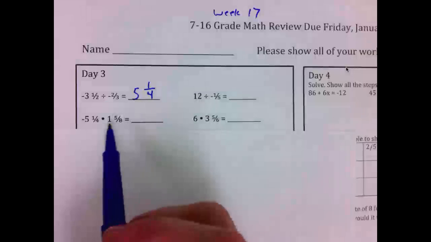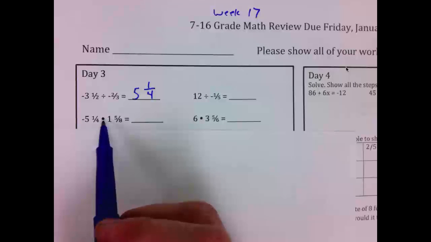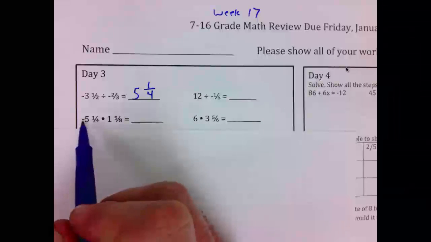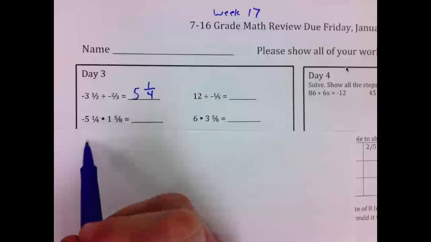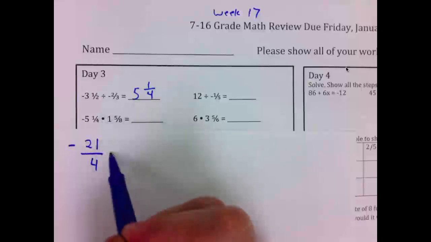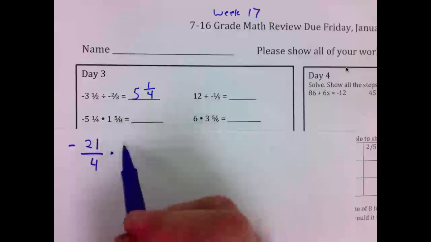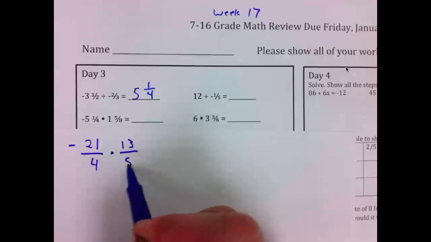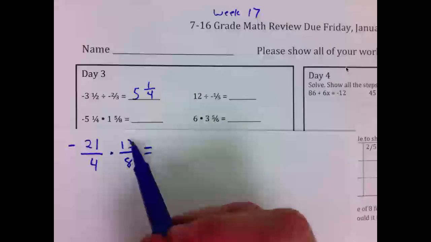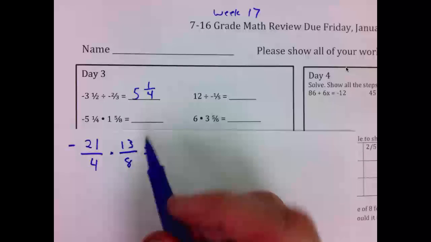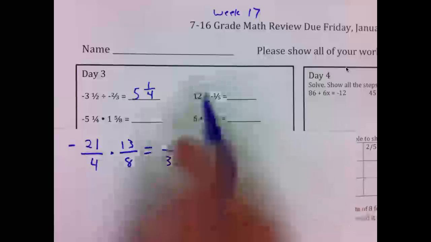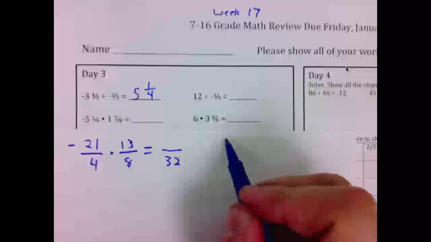Looking at number 3. This time it's a multiplication, so we won't need to do the keep, change, flip. We will simply convert these to mixed numbers. 5 times 4 is 20, plus 1 is 21. 21 over 4. Negative, times 1 times 8, 8 plus 5 is 13 over 8. Now multiplying straight across. See if we can do any reducing with any numerator, with any denominator, but we can't, unfortunately. So in our denominator, 4 times 8 is 32. In our numerator, we have 21 times 13.